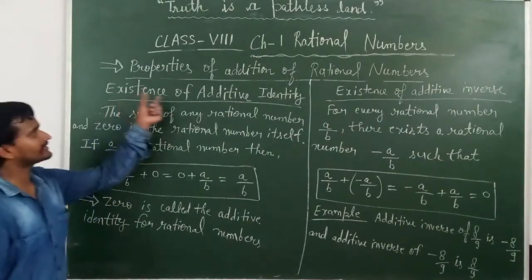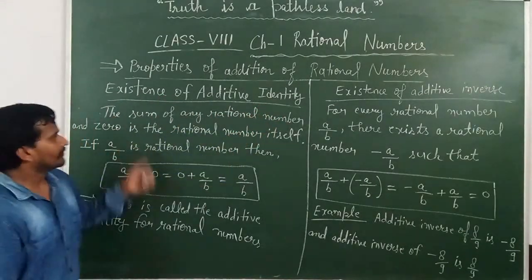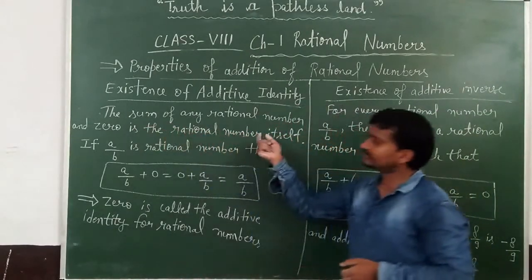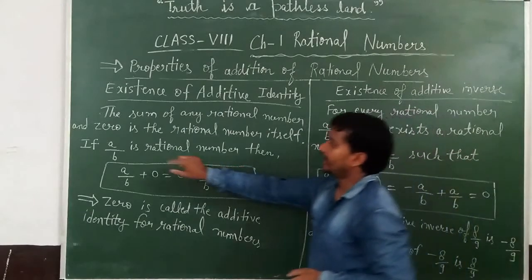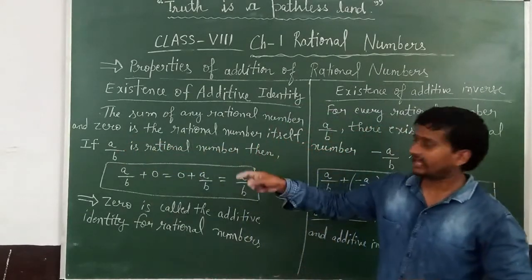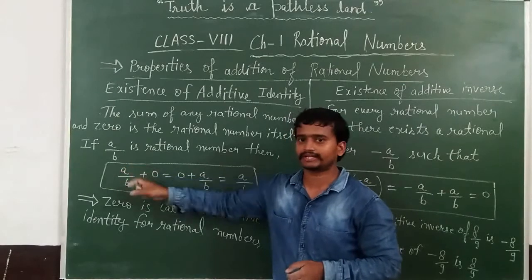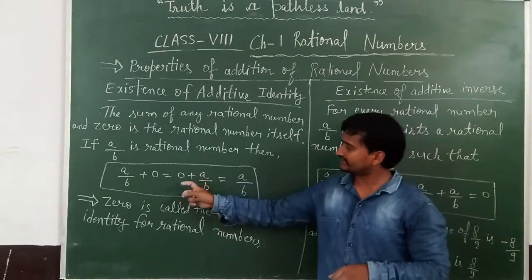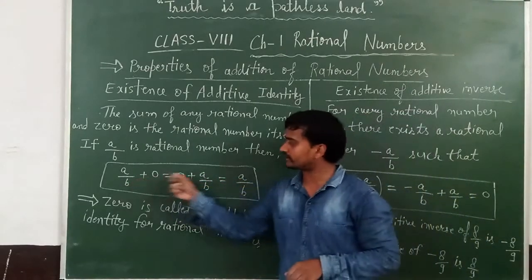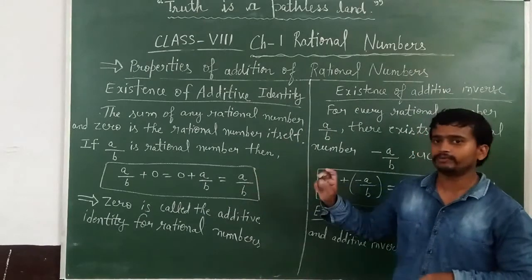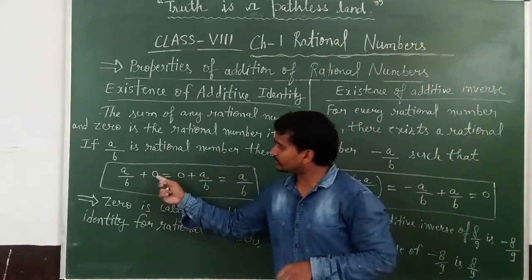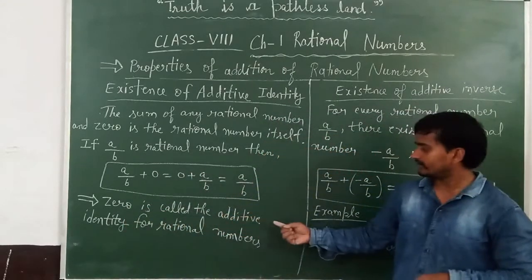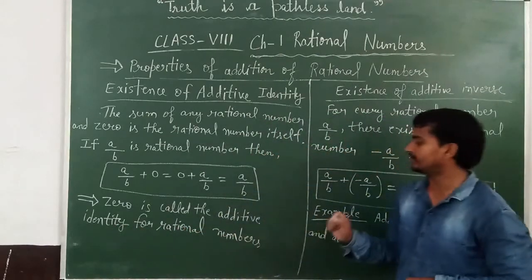Now next thing is existence of additive identity. What is additive identity? The sum of any rational number and 0 is the rational number itself. For example, let a upon b be a rational number. Then if we add 0 to this rational number, that means a upon b plus 0, or in reverse order, that is 0 plus a upon b, answer in both cases will be same, and that will be a upon b. This implies when 0 is added to any rational number, we get that rational number. Hence, 0 is called the additive identity for rational numbers.